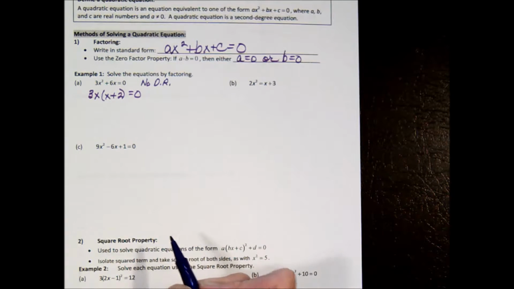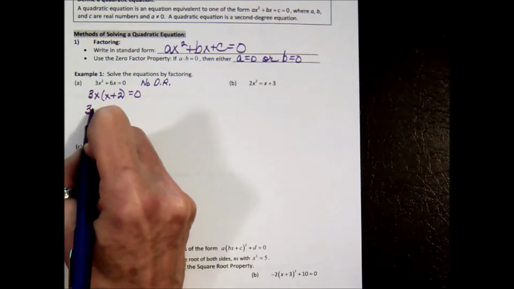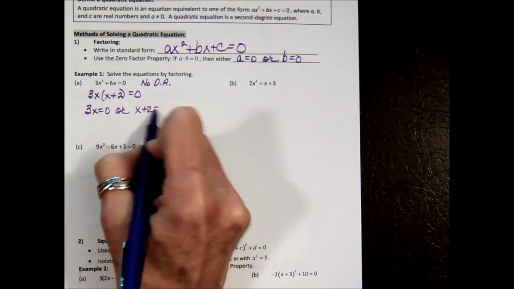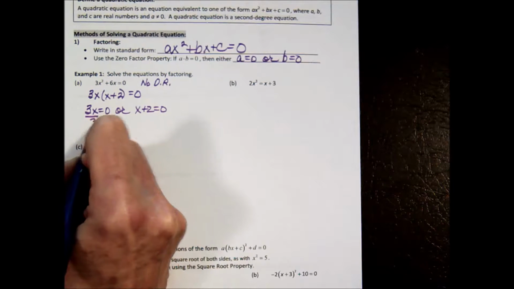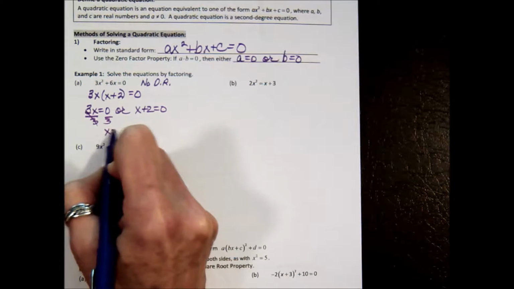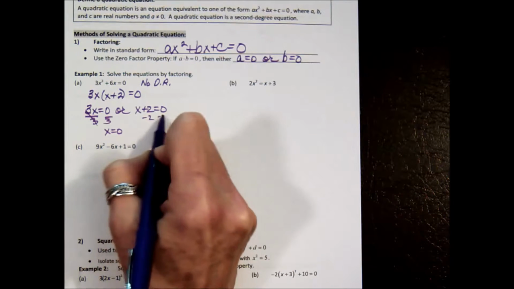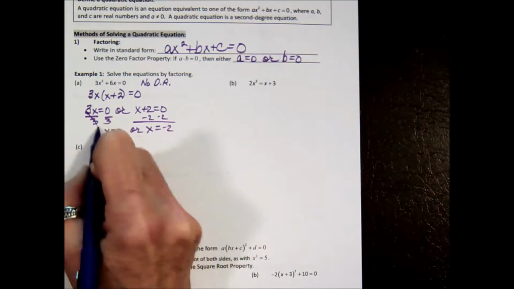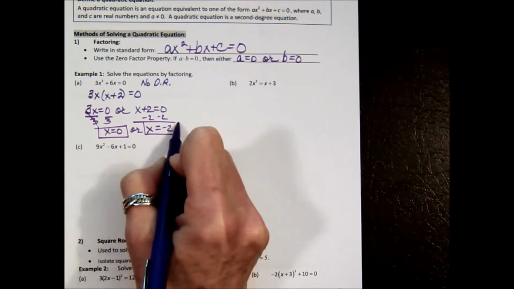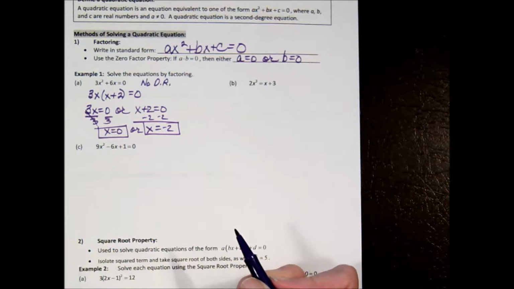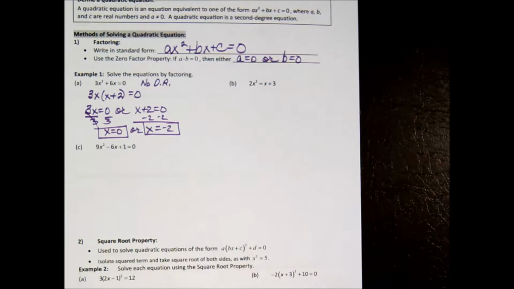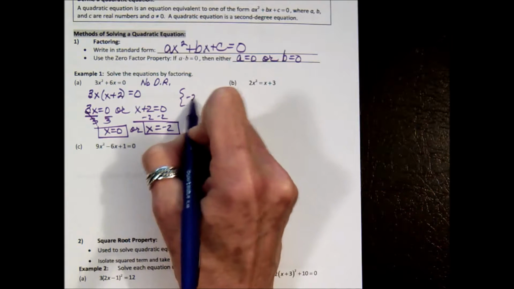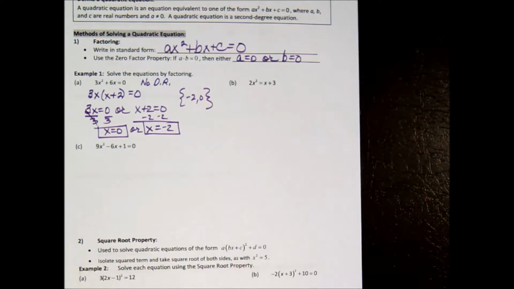Now I use the zero factor property to say either 3x equals 0 or x plus 2 equals 0. Here I divide by 3 to get x is 0, and here I subtract a 2 to get x equals negative 2. And I get two answers, a 0 and a negative 2 for x, and that's what you should get in a quadratic. You should get two answers. It can also be shown like this.